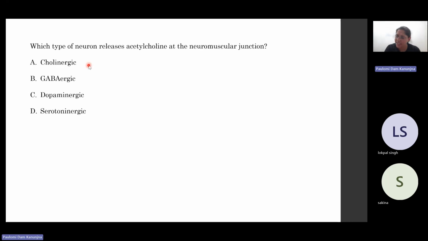Easy, no? It's in the name itself. See the name before nergic. The term before nergic tells you what type of neurotransmitter is being released by the neurons.